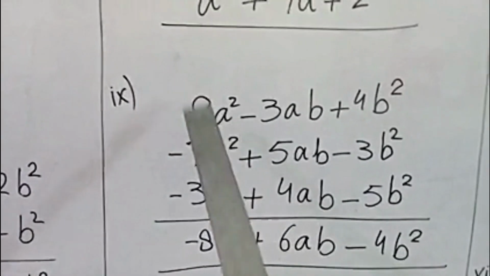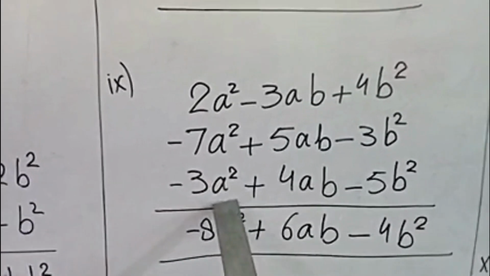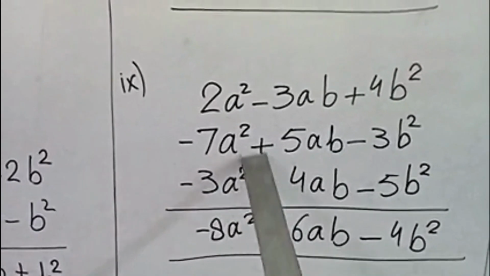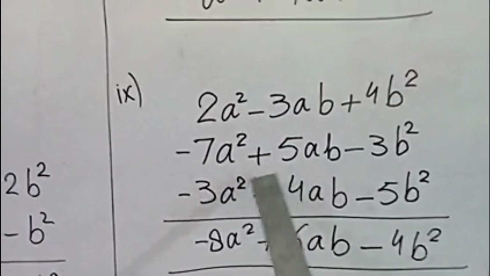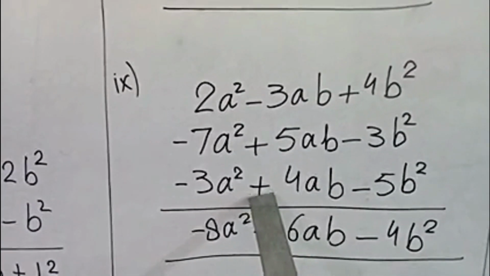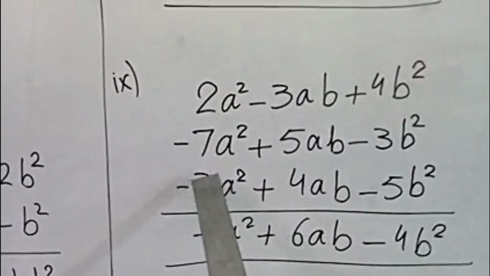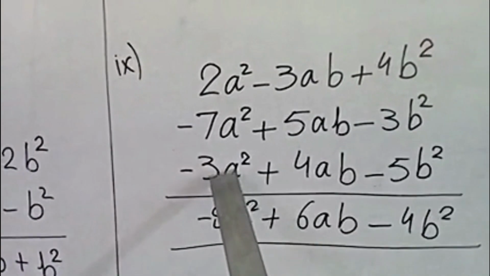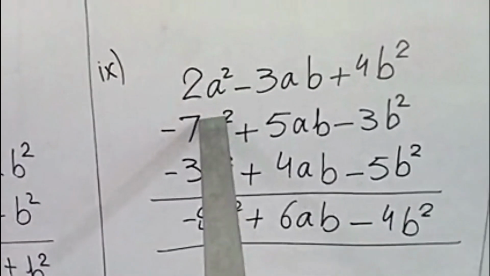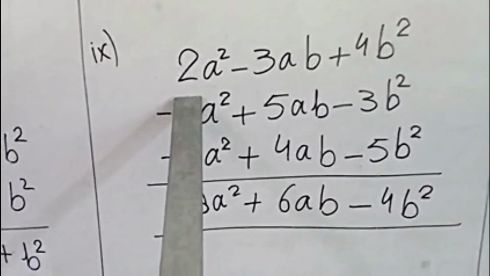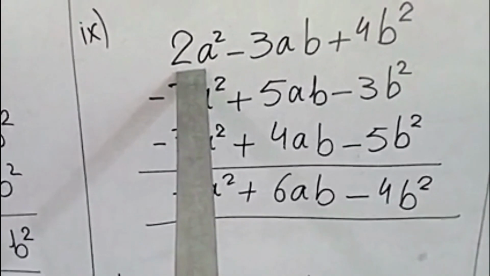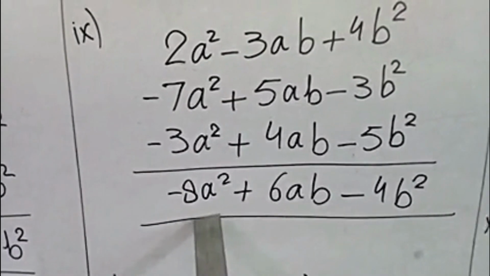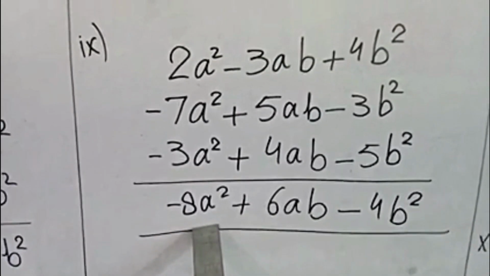Here 2a square minus 7a square minus 3a square. Now in these two terms with minus sign, we will add because both have similar signs. 7 and 3 will become 10, but due to minus this will become minus 10a square. Minus 10a square and plus this 2a square. Minus 10 plus 2 is equal to minus 8. So we write here minus 8a square.